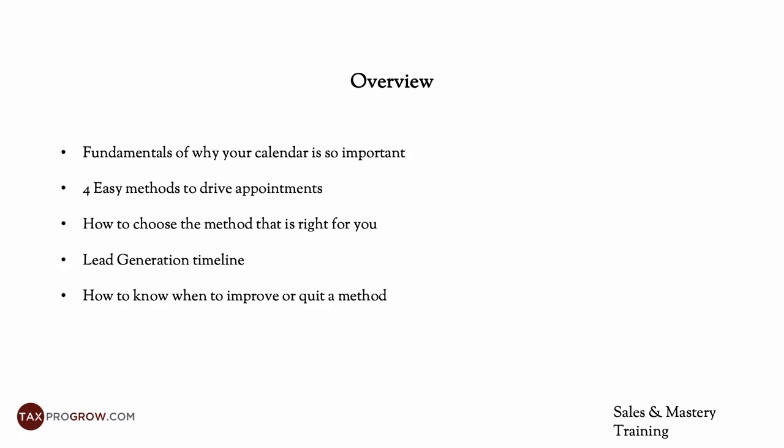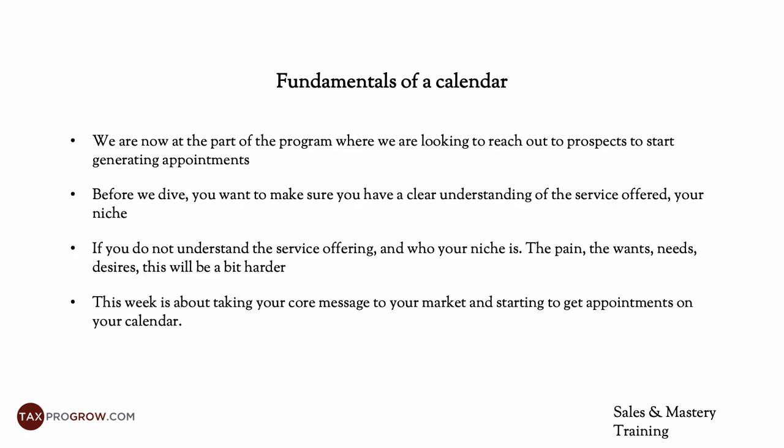The fourth thing we're going to focus on is our lead generation timeline, understanding how long it's going to take for us to start really generating leads and hitting our goals. Then following that is how to know when to improve or quit a method, which is going to be a very, very key component in what we're focusing on, okay? So the first thing is the fundamentals of a calendar.